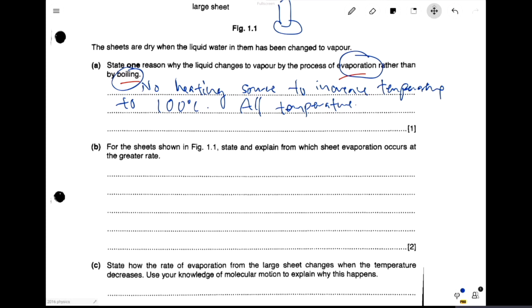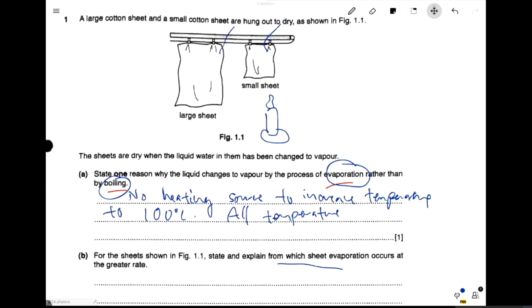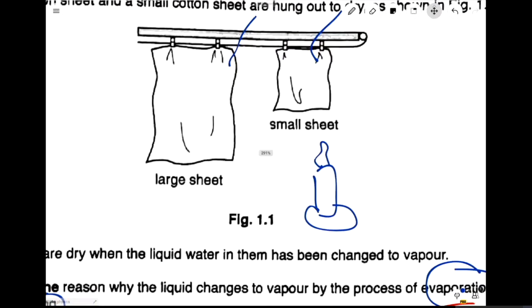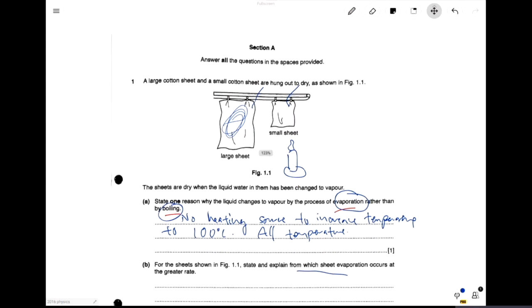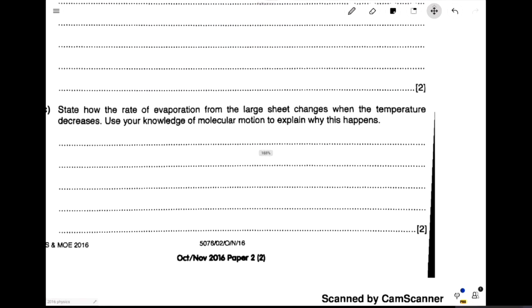Okay? So for part B, state and explain from which sheet evaporation occurs at a greater rate. So which one will there be more evaporation? Obviously this one, right? And why? Because it has a bigger surface area. These 2 marks. State how the rate of evaporation changes when the temperature decreases. So when the temperature decreases, the rate of evaporation also decreases.